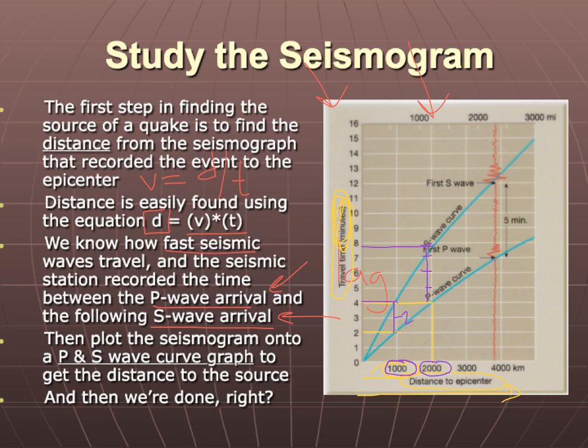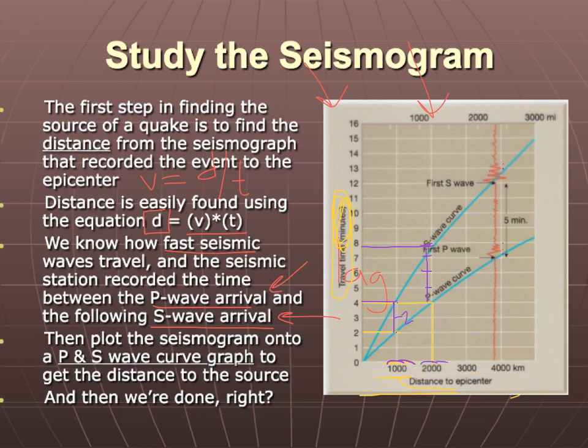Okay. On the chart here, they put another one in for you. And there was a lag time of about 5 minutes. The P wave arrived. And then the clock started ticking. And then 5 minutes later, the S wave arrived. What does that mean? Well, if you have a lag time of 5 minutes, you trace down here and you realize that earthquake is about how far away? Oh, about 3,800 kilometers away. And that really is the power of this tool, the power of this graph.